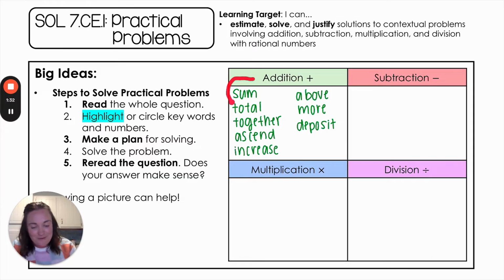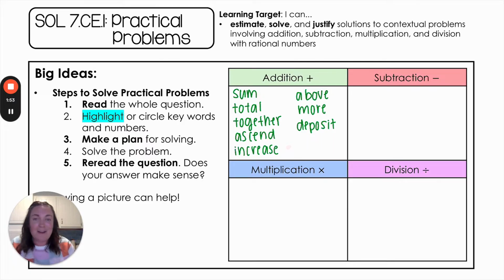So our big math word for adding is sum. If we're finding the sum of two things, we're adding them together. Another one is total. Think about your grocery store receipt, at the bottom, you add up all the costs together and get your total. Together, we're putting this and this and this all together. Ascend is one that you see frequently, so that means you're going up. And if you're going up, you are adding.